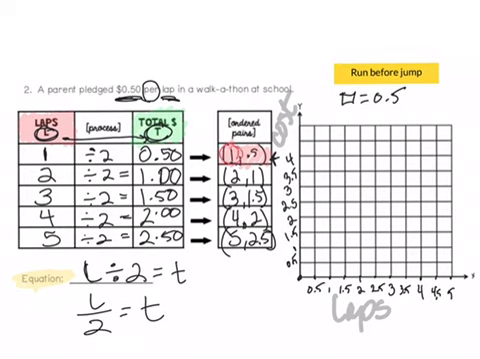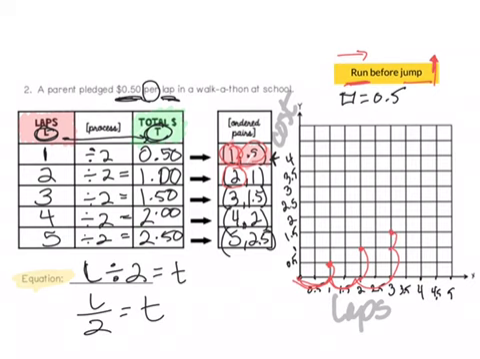So my first value is 1. I need to run, which is a horizontal movement first. So I'm going to go over to 1, and I'm going to jump, which is a vertical movement, and I'm going to jump up 1/2. So there's my first point. Second pair, over 2, 1, 2, and up a full value of 1. Third one, I'm going over 3, 1, 2, 3, and then up to 1, and then plus another 1/2, etc.